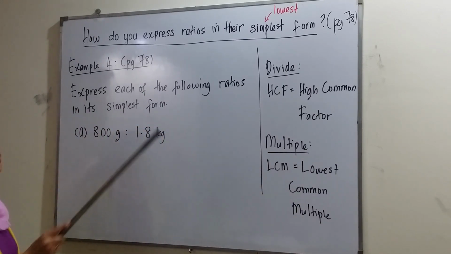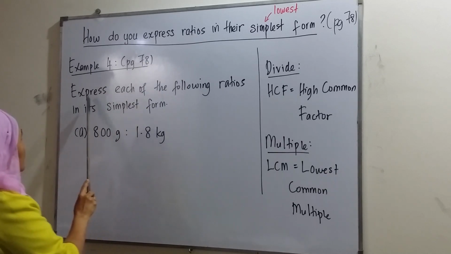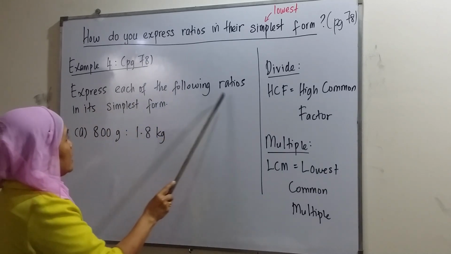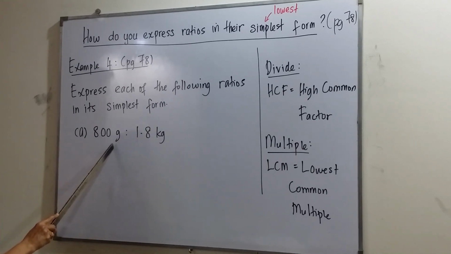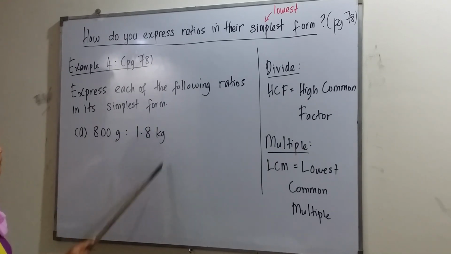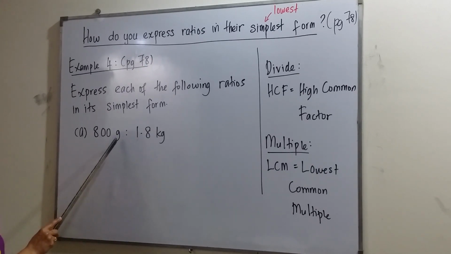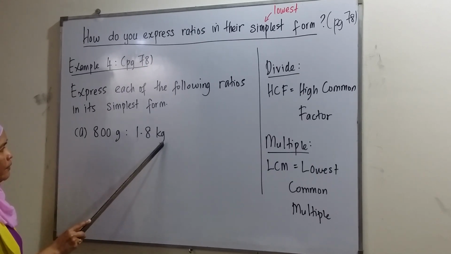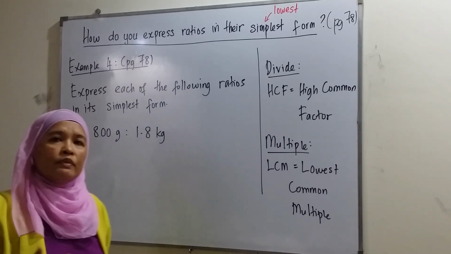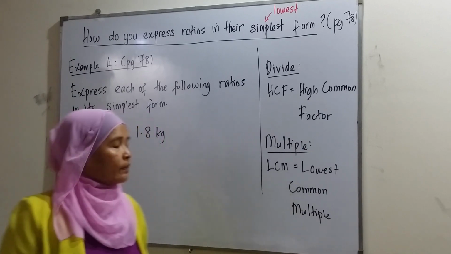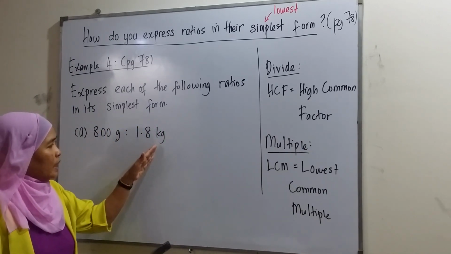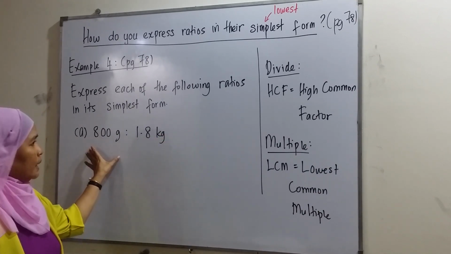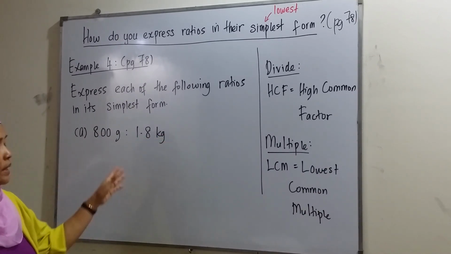Okay, we look at example 4, page 78. Express each of the following ratios in its simplest form. A. 800 gram ratio 1.8 kg. So we look here, the unit is different. One is in gram and one is in kg. So first we have to change to the same unit. In these questions, it's easier if we change the kg to the gram. This one maintain. So how to change the kg to gram?